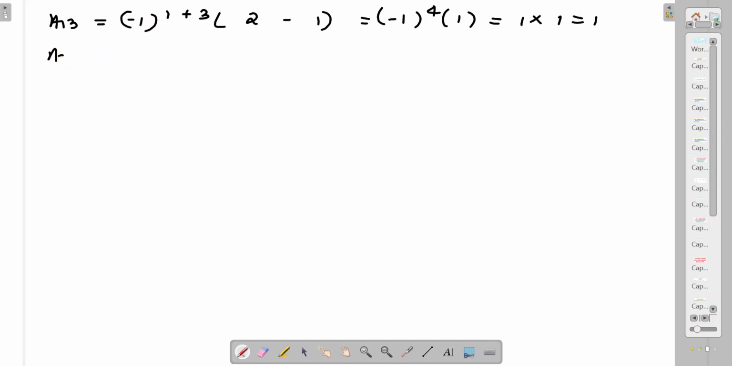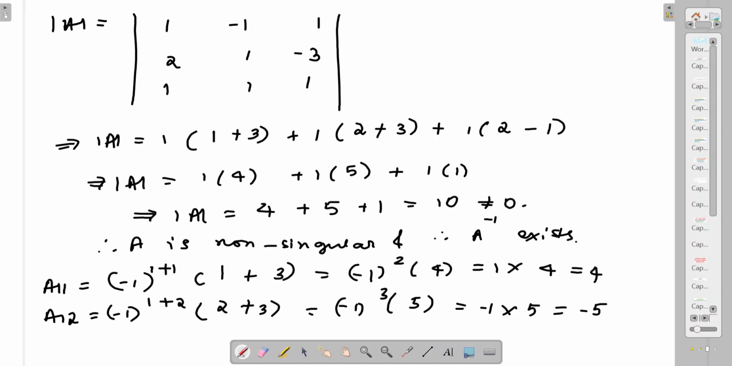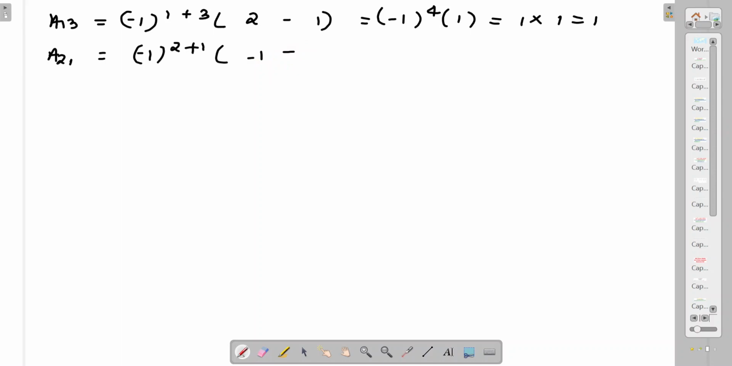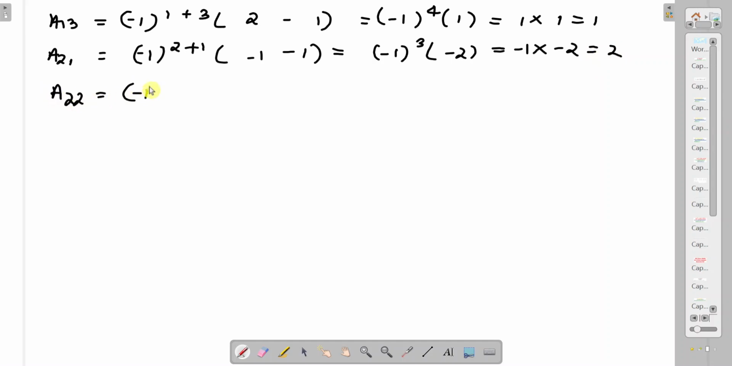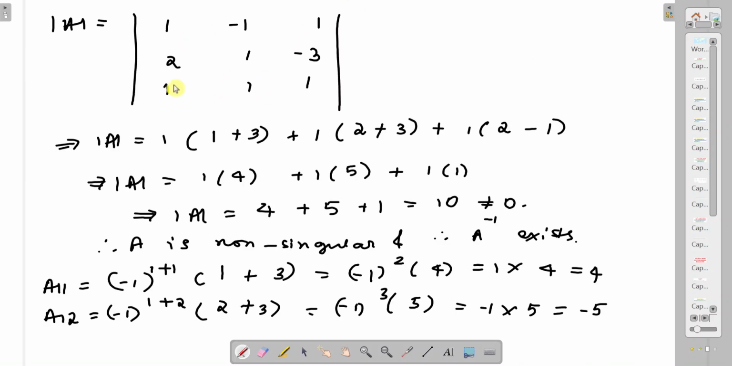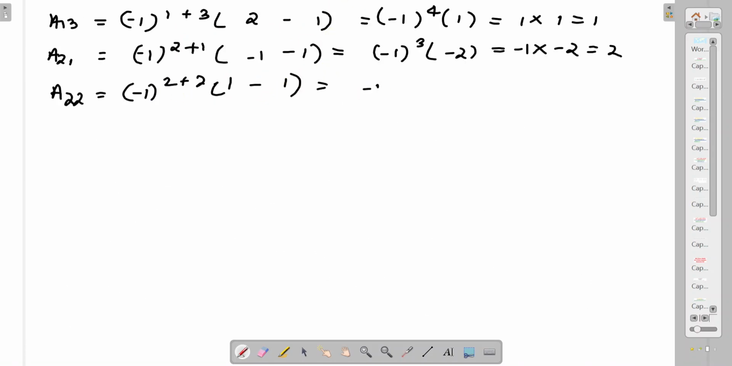Then A21, so minus 1 raised to 2 plus 1, times the second one, first column we have to hide. 1 times minus 1 is minus 1, and minus of 1 times 1 is 1. So this will be equal to minus 1 raised to 3 times minus 2, which is minus 1 times minus 2, which is 2. Then A22, so minus 1 raised to 2 plus 2, so we have to hide the second row, second column. 1 times 1 is 1, minus 1 times 1 is 1. This will be equal to minus 1 raised to 4 times 0, which is 0.